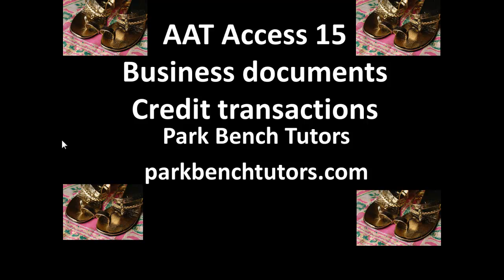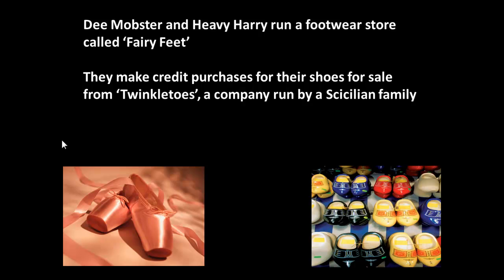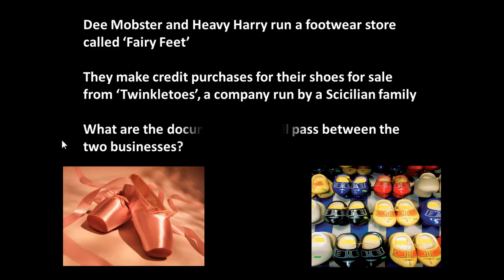In this podcast, we are going to look at the business documents that are associated with credit transactions. So let's start with our case study. We're going to have Mobster and Heavy Harry, and they're going to be running a footwear store called Fairy Feet. And they make credit purchases for their shoes for sale from Twinkletoes, a company run by a Sicilian family.